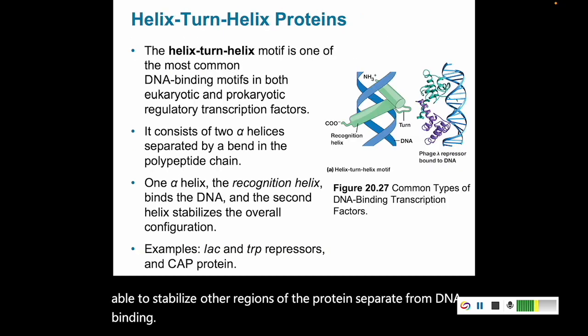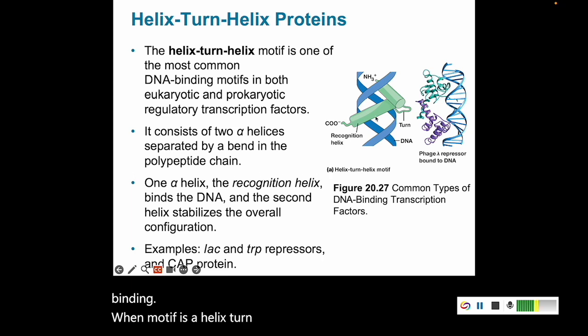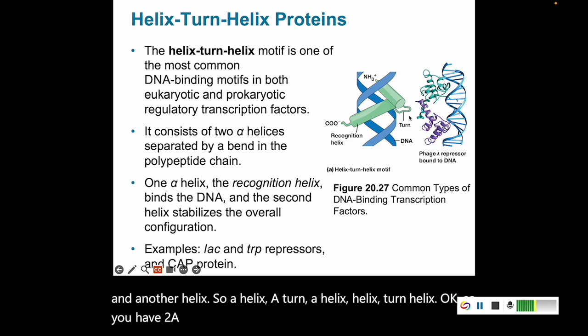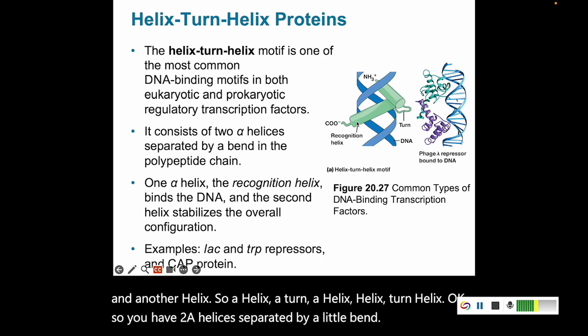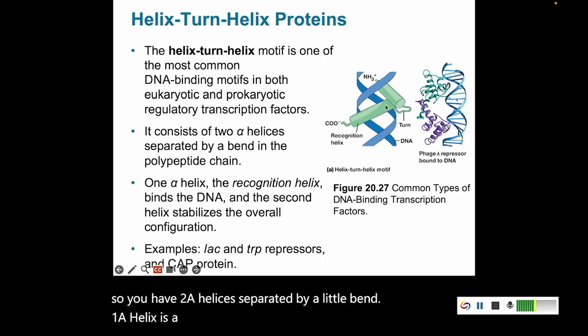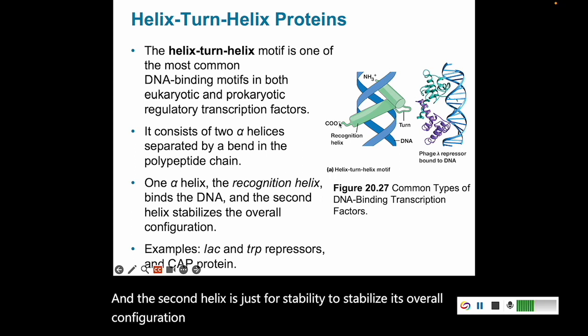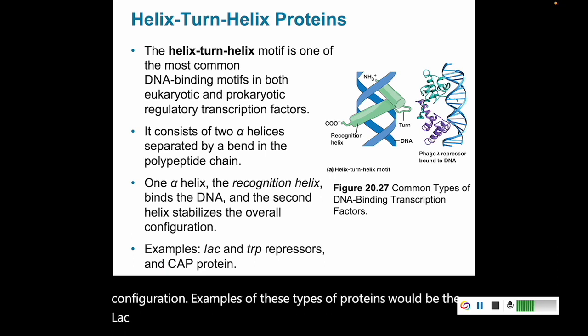One motif is a helix-turn-helix. So you have a helix, a little turn, and another helix. Okay, so you have two alpha helices separated by a little bend. One alpha helix is a recognition helix, which recognizes and binds to DNA. And the second helix is just for stability, to stabilize this overall configuration. Examples of these types of proteins would be the LAC repressor, the tryptophan repressor, and the CAP protein, all of which we talked about in our early videos.